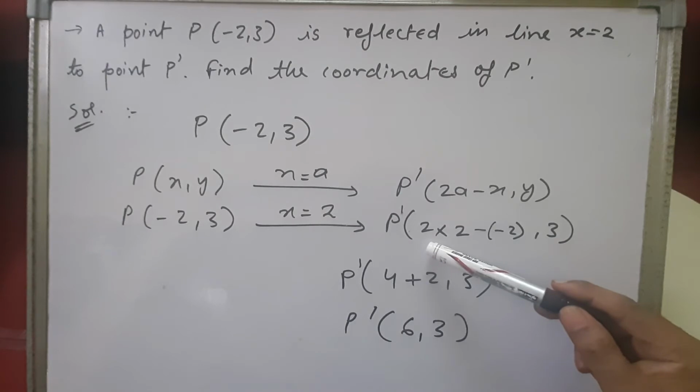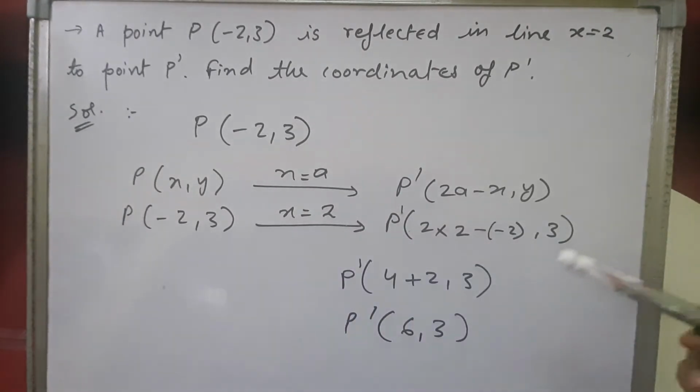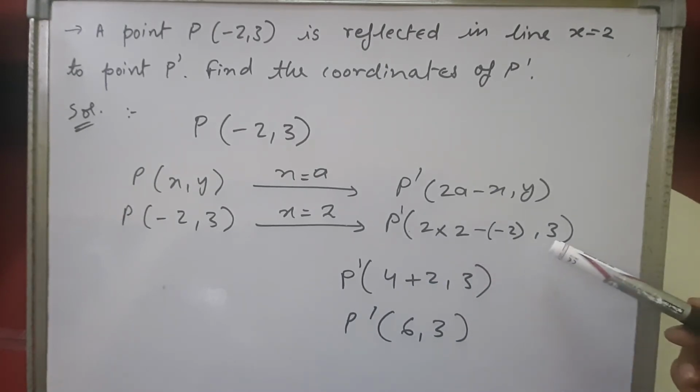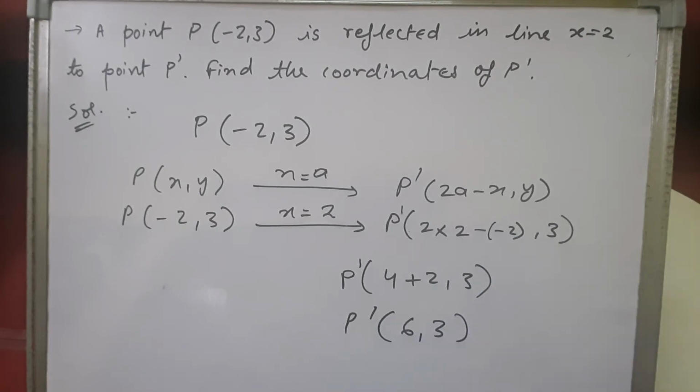So when we substitute the values of a, x and y, it will be (2 into 2 minus of -2, 3). So it will be 4 plus 2, which is 6, and 3. So the coordinates of the image formed will be (6, 3). Alright, note down please.